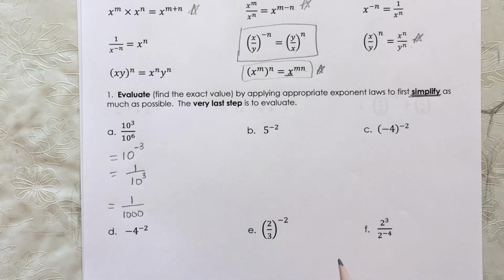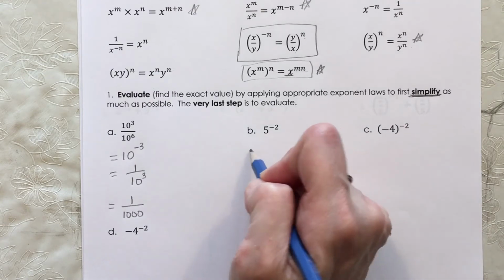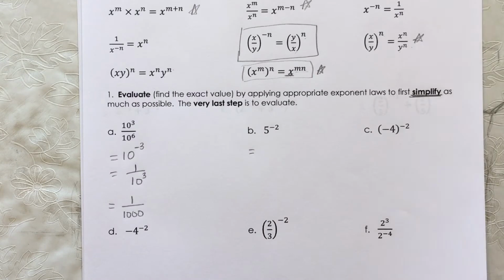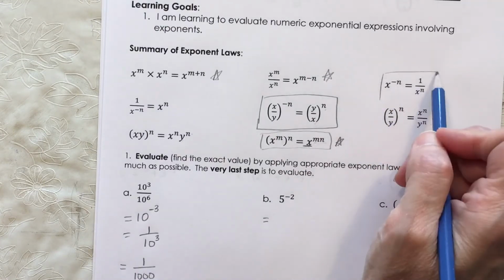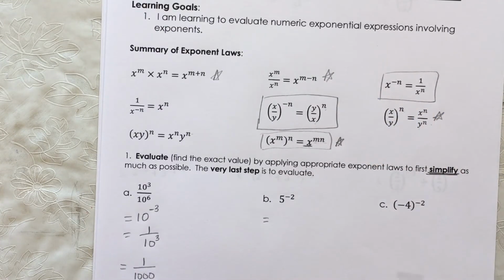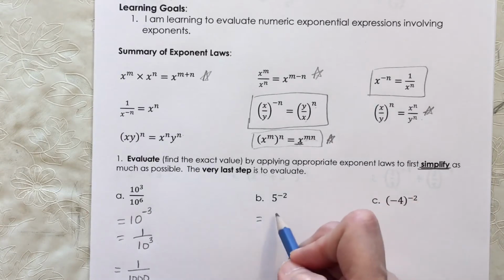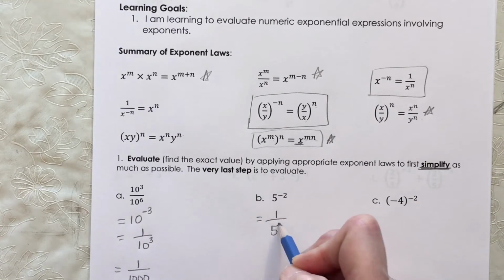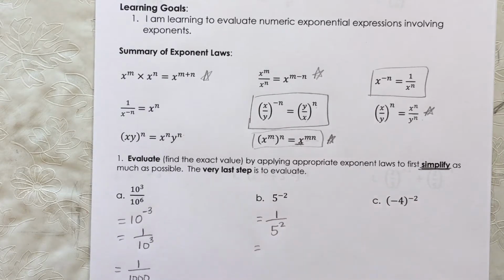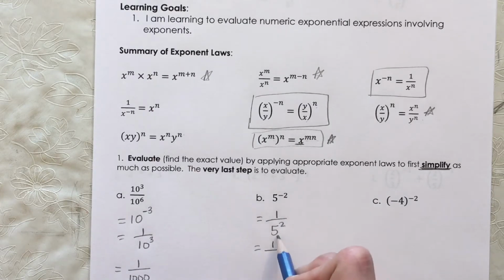5 to the -2. All right, so that's this one again. A base to a negative exponent is the same as 1 over that base to the positive exponent. And then now is where if I needed to, I could use my calculator, but most people would know that 5 times 5 is 25, so the answer is 1/25.